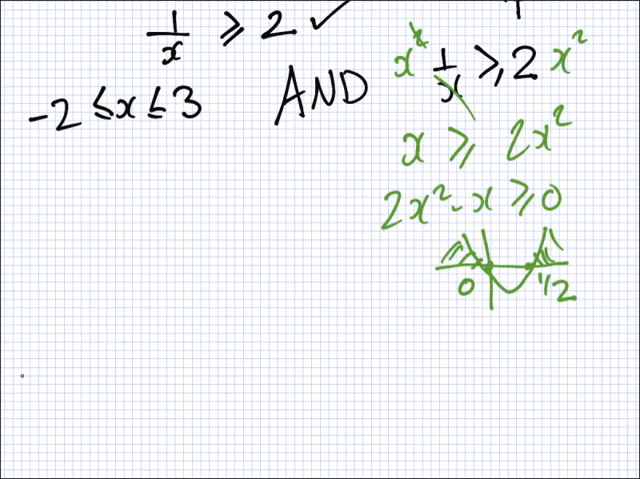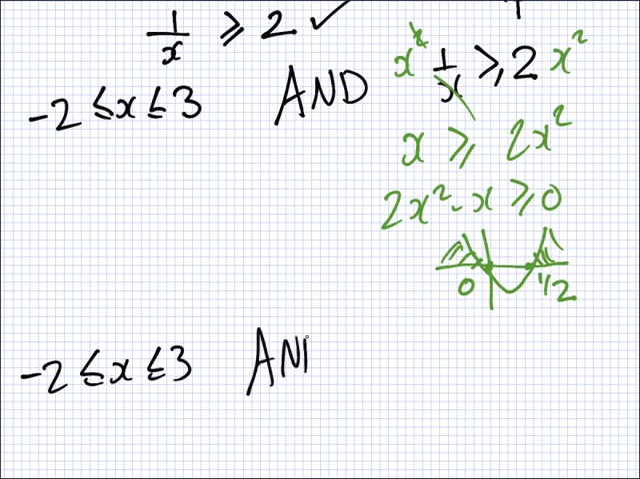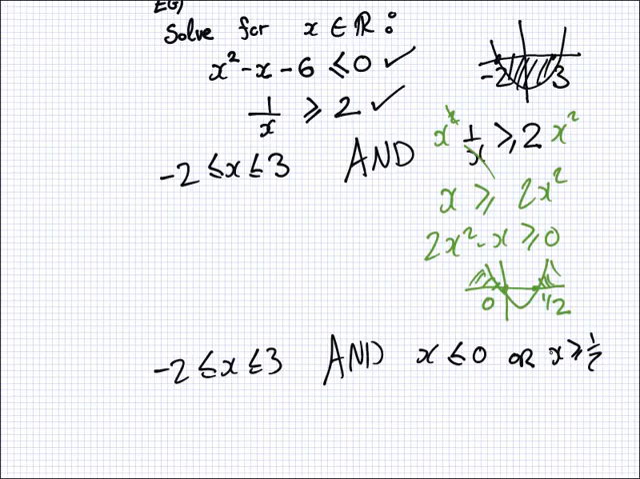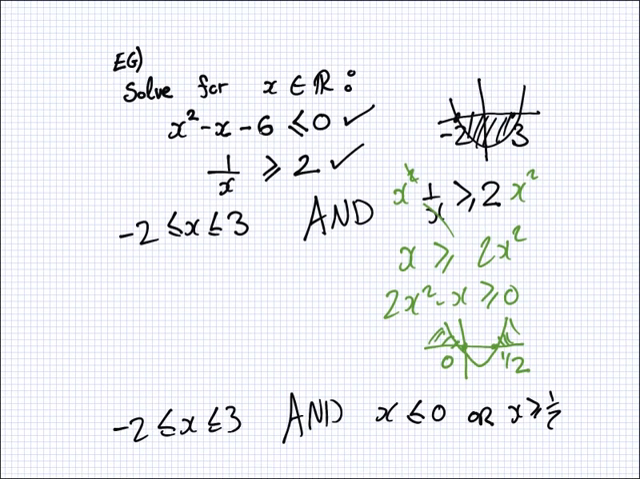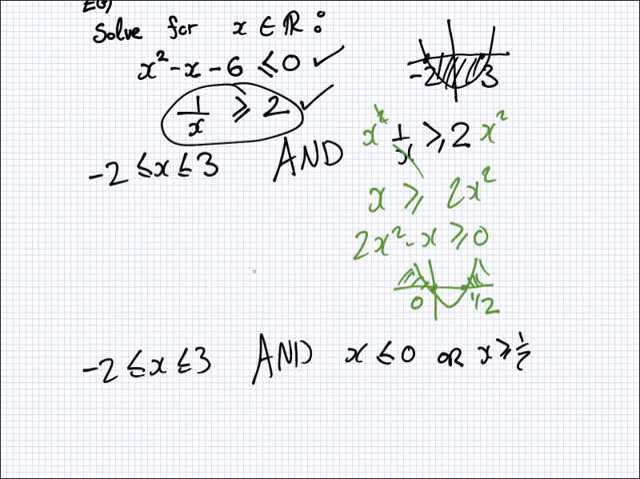We're saying that x must be between minus 2 and 3 and x must be less than or equal to 0 or x must be more than or equal to a half. But there's actually something wrong with this answer. Because if you go back to the question, is x allowed to be 0? No, so you need to get rid of this now because you can't actually have x being 0.